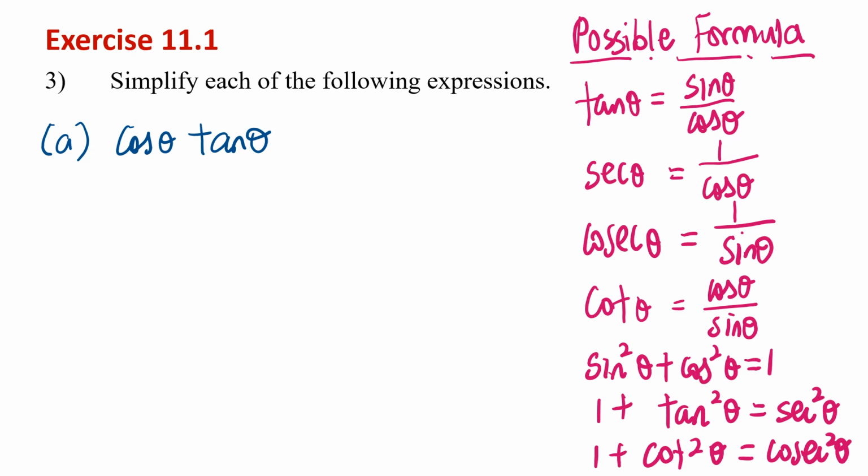It would be good if you can memorize all these formulas. The Pythagorean identities will be given to you in the formula sheet. However, the reciprocal ratios and the tangent theta equals sine theta over cos theta, cotangent theta equals cos theta over sine theta will be given to you in the formula sheet.